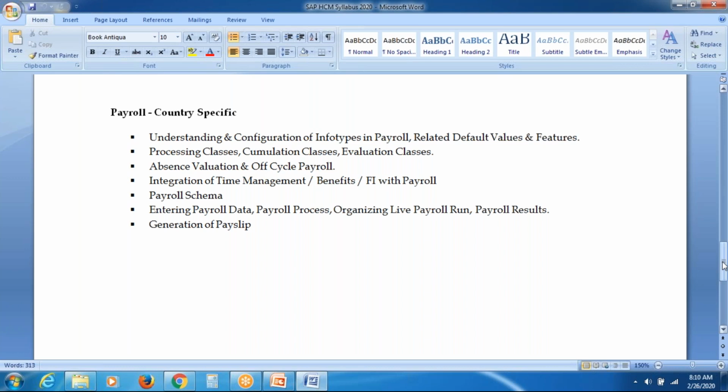And then all the time evaluation results have to be considered in the payroll. That means, did the employee book any loss of pay leaves, loss of pay time, or did the employee book any overtime? If there is loss of pay, the salary has to be deducted. If there is overtime, extra salary has to be paid towards the overtime hours that the employee has booked. So all these things have to be considered.